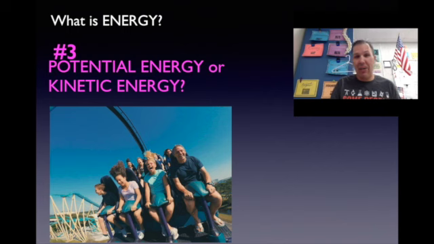Number 3, these people are on a roller coaster. It looks like you can tell they're moving very fast. Is this an illustration of potential energy or kinetic energy? When you look at this picture, looks like fun. Okay, potential or kinetic, write that down.